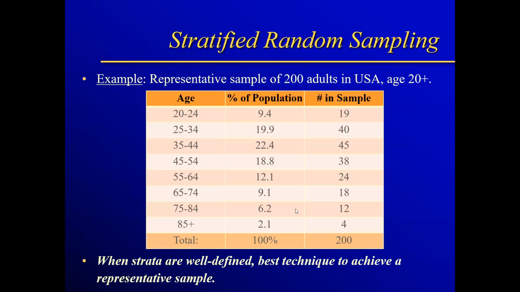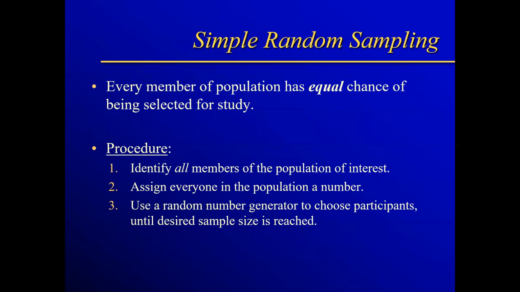Doing this, when strata are well defined, is one of the best techniques to achieve a representative sample, when you are making sure that you fill up your quota of whatever characteristics you care about. Any questions so far on stratified random sampling or simple random sampling?